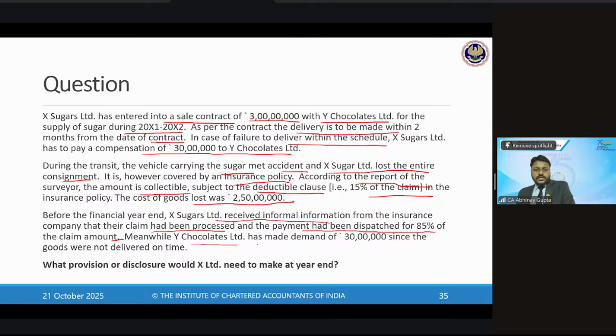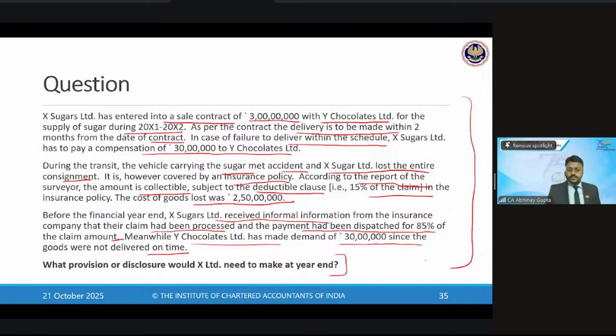Meanwhile, Y Chocolates Limited has made a demand of rupees 30 lakh since the goods were not delivered on time. As a chartered accountant, you were hired to advise the management on all the necessary disclosures to be made in the financial statements for the year end. What is your advice? And these are the examination questions. Past examination.